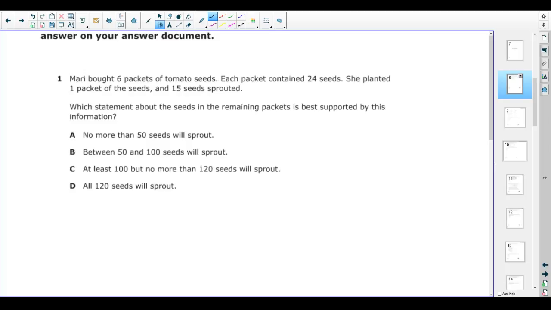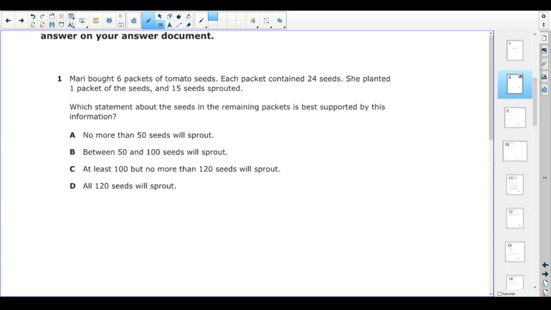7th grade mock STAAR fractions. Do the work in the packet or your booklet and bring it back when we're all done and get a free 100.